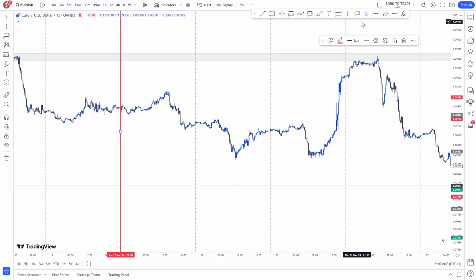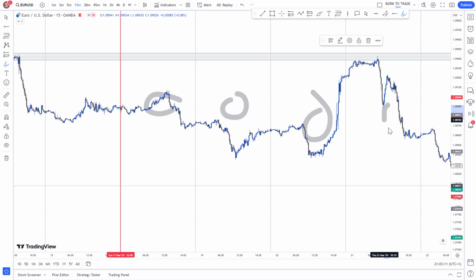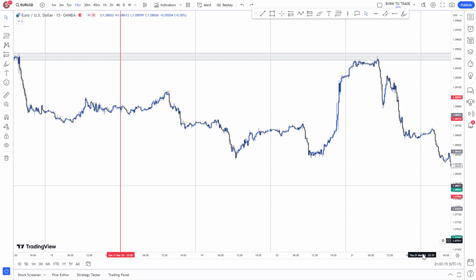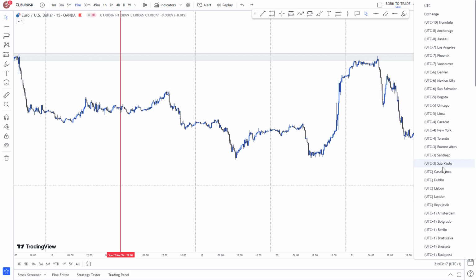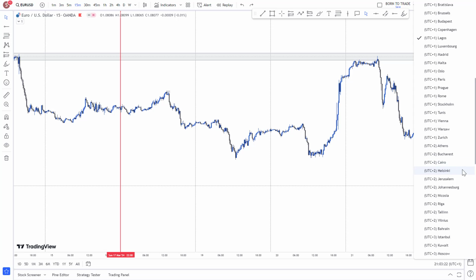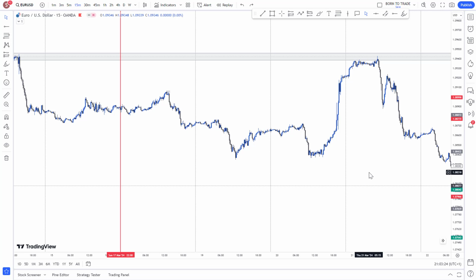So this particular day right here is actually Monday, this is Tuesday, Wednesday, Thursday, and here is Friday. Remember, according to my time zone, I'm using UTC +1, and you can come over here to choose your time zone if you want to use this strategy. But based on my own time zone, the Asian session starts from 12 a.m. till 9 a.m. That's the whole time for the Asian session.